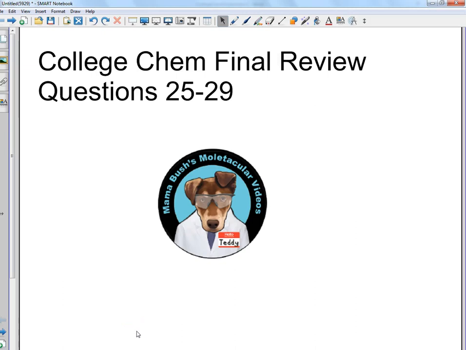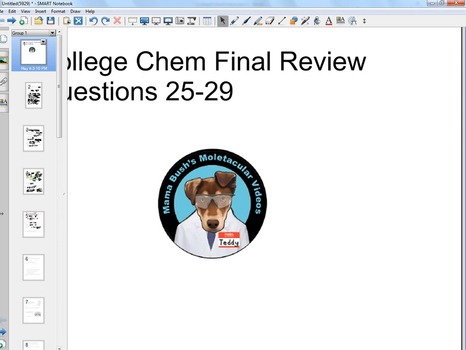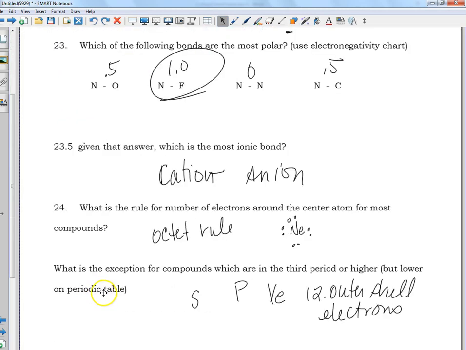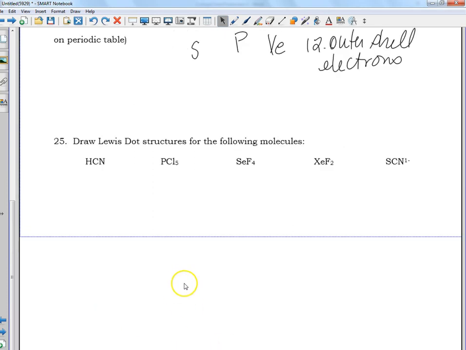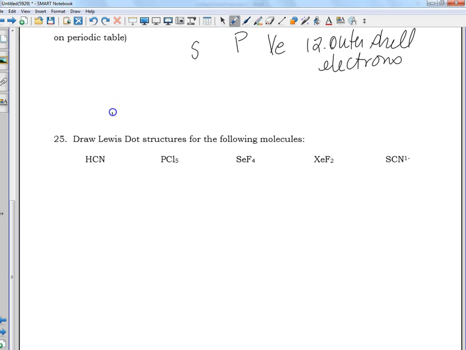All right, welcome back to 25 through 29. Starting with question 25, let's review what Lewis dot structures are. In Lewis dot structures, we're going to use dots to represent outer shell electrons, or valence electrons.